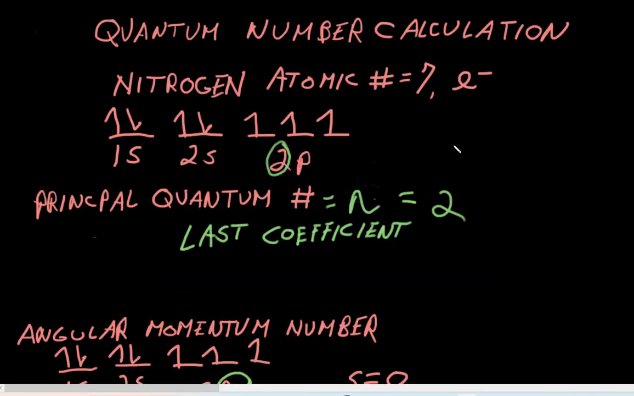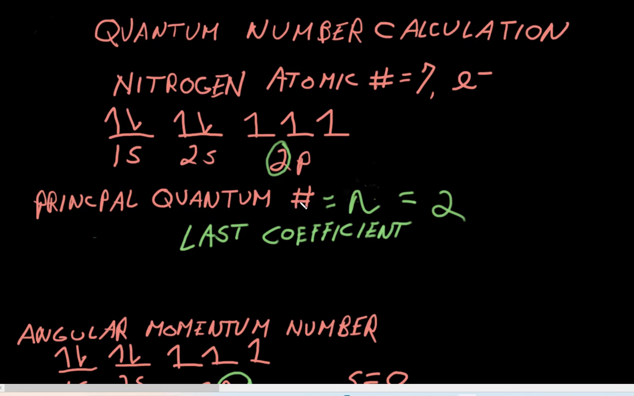Welcome back to the Cave of Science, and we're going to do the quantum number calculation for nitrogen, atomic number 7, so therefore it has 7 electrons. If we go ahead and do the electron configuration for nitrogen, you can see I have it written here, 1s2, 2s2, and 2p3. Again, I'm following Hund's rule, which we'll look at at a later date.